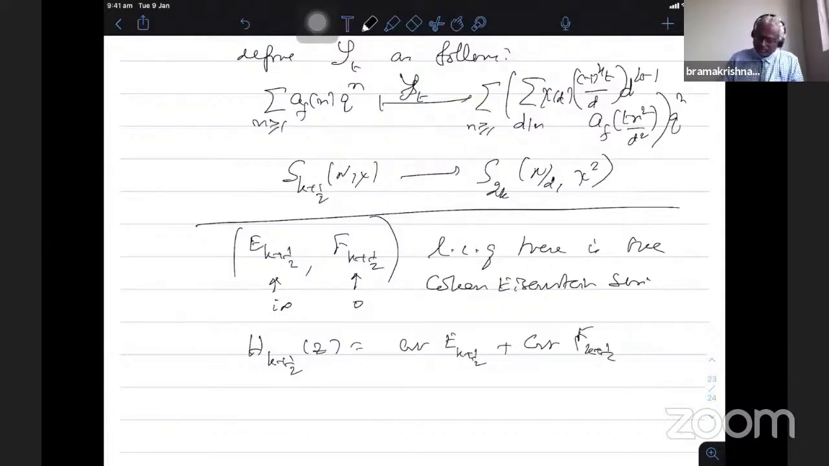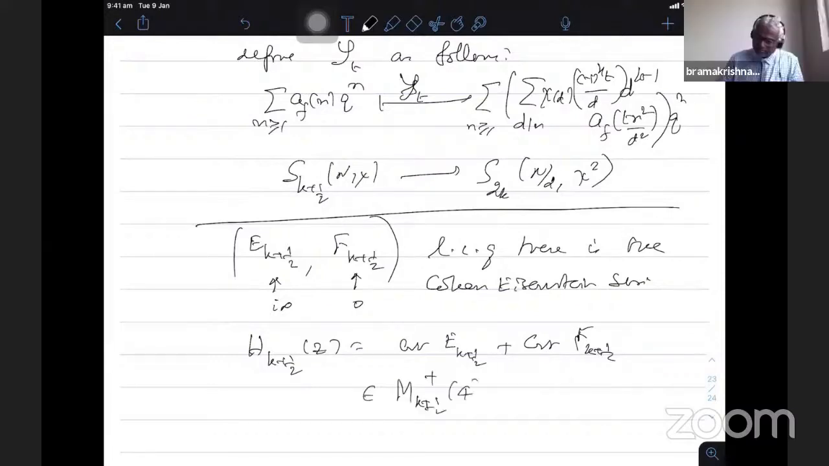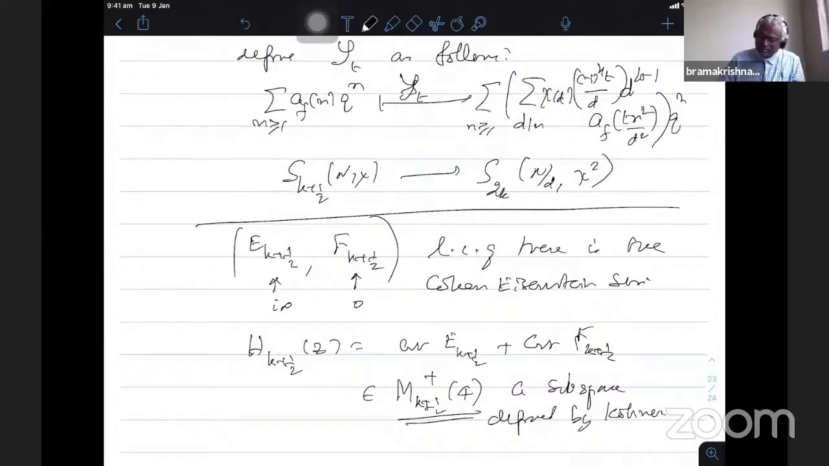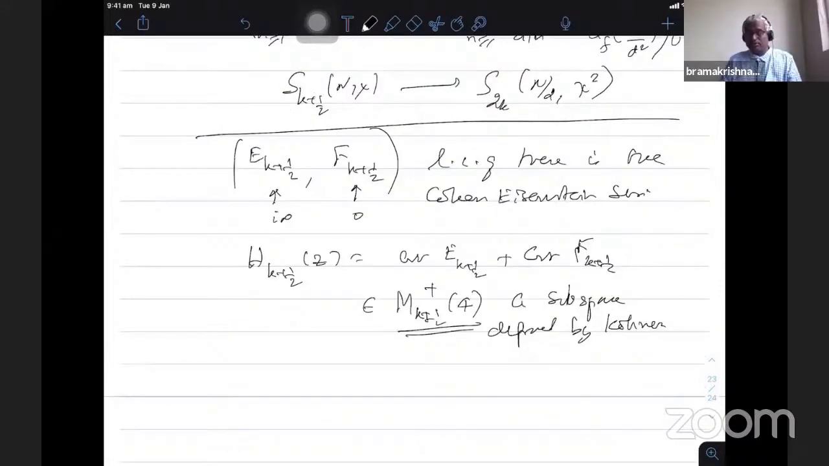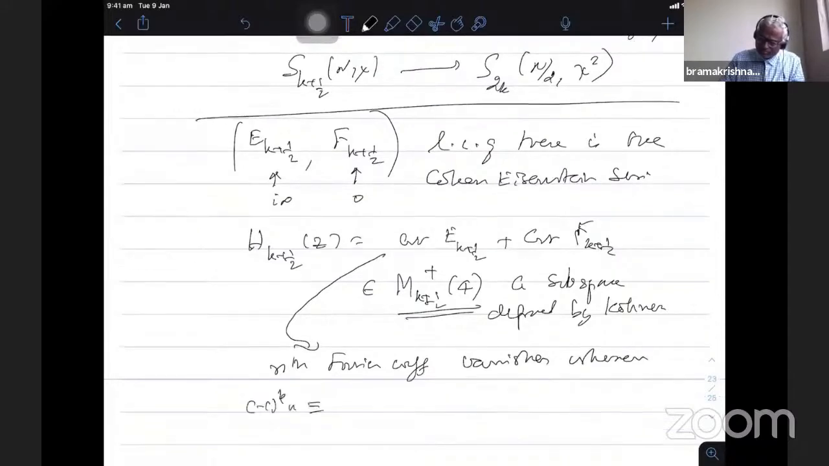And this belongs to, we saw that this belongs to a subspace, later defined by Cohen. It has some special property saying that the Fourier coefficients are non-zero only when (-1)^k n is 0 or 1 mod 4. The property is that the nth Fourier coefficient vanishes whenever (-1)^k n is 2 or 3 modulo 4. So that is the property for this Cohen Eisenstein series.